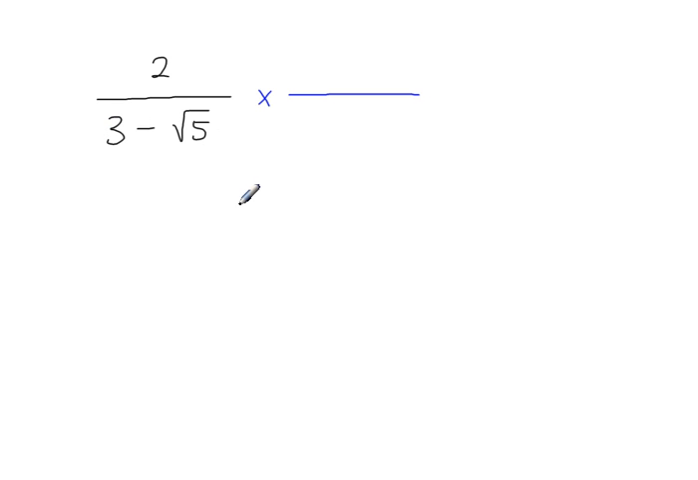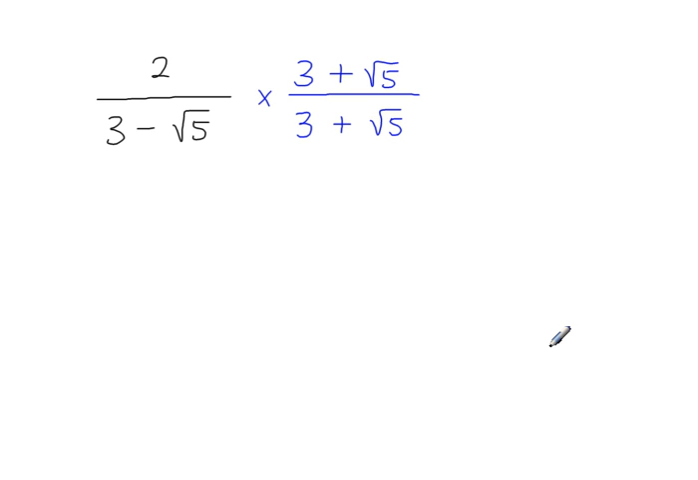I'm going to use the difference of 2 squares. So the same terms, just copy them over, 3, and there's the root 5, but with the opposite sign. That's a minus, I'm going to put a plus here. Now what I'm multiplying by should be equal to 1, so I need the same terms in the numerator.